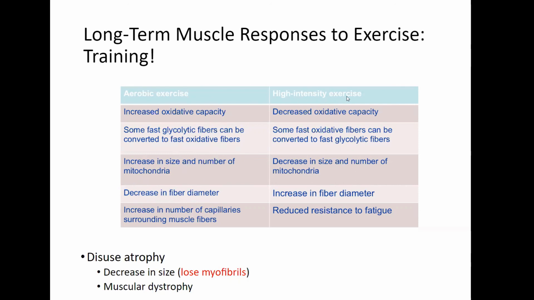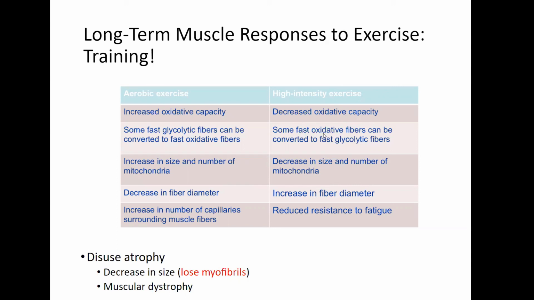For high intensity exercises, so here we mean weightlifting or short but very fast sprinting as opposed to a marathon, we're going to see decreased oxidative capacity. We're going to see some fast oxidative fibers converted to fast glycolytic fibers. That's the opposite of this one. Notice that we're just converting from fast to fast. We don't see any slow to fast, because it's dependent on the form of myosin that we have, which is harder to change than what organelles we have.